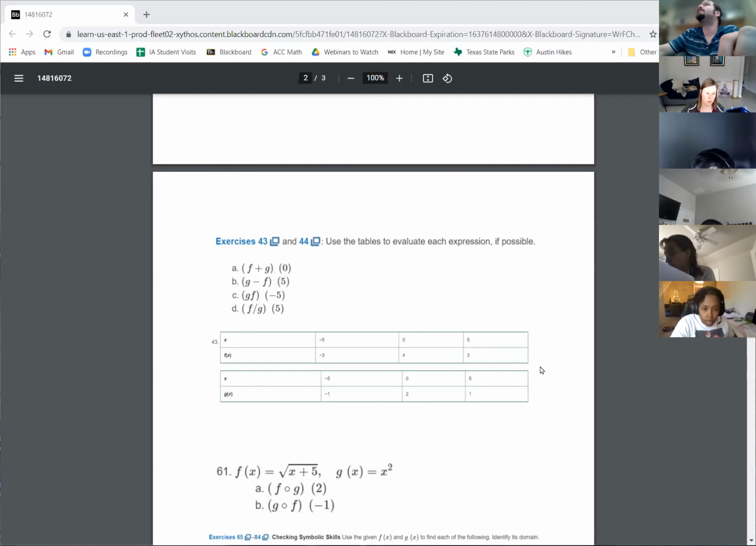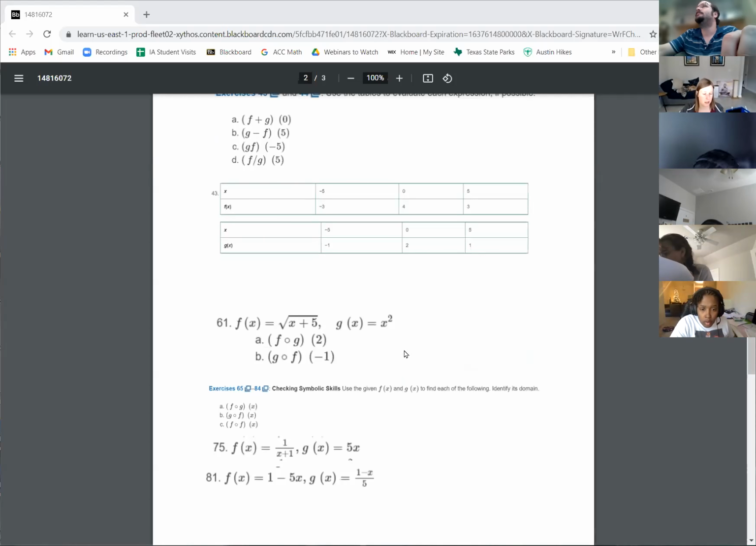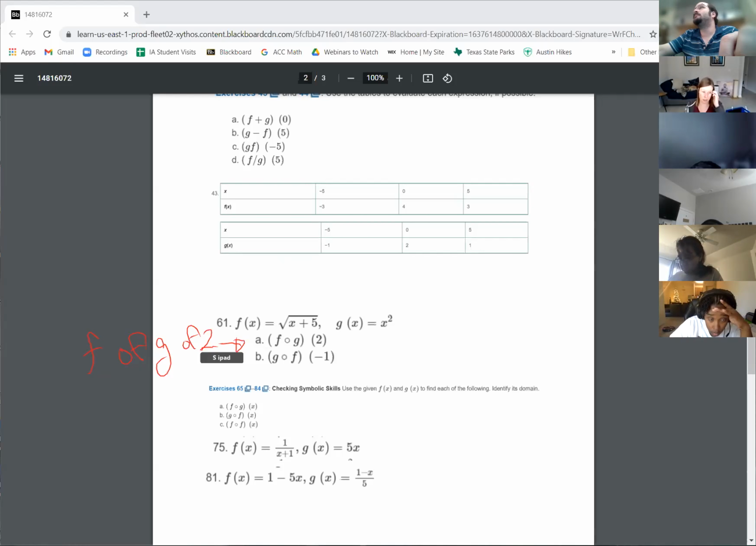All right, so let's do a composition one. Let's do 61. So this open circle that we have is called a composition. It means "of" when you want to read it in English, so it'd be F of G. That's how we read it. So I can write that on the side. This is read as F of G of 2. So that's how we read that in English, if you just want to know how it's said.